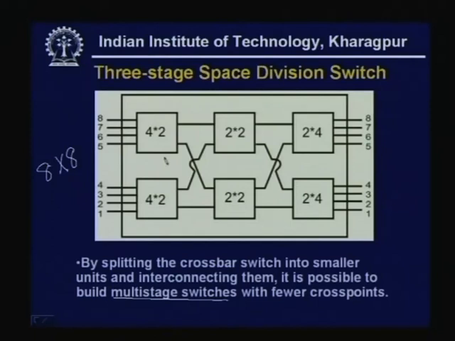As you can see here, this is a 4 by 2 switch, 4 by 2, this is a 2 by 2 switch, this is a 2 by 2 switch, these are all crossbar switches and they are interlinked in this way. Now, how many cross points are here? If it is a single stage, you will require 64 cross points. In this particular case, as we shall see, 4 into 2 is 8, plus 8 is 16, plus 4 is 20, and another 20. So, you will require 40 cross points. So, this is the reduction.